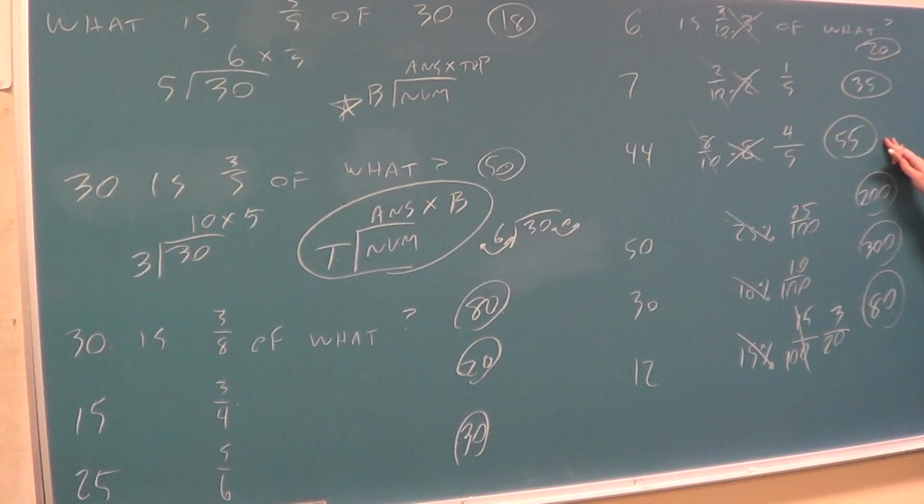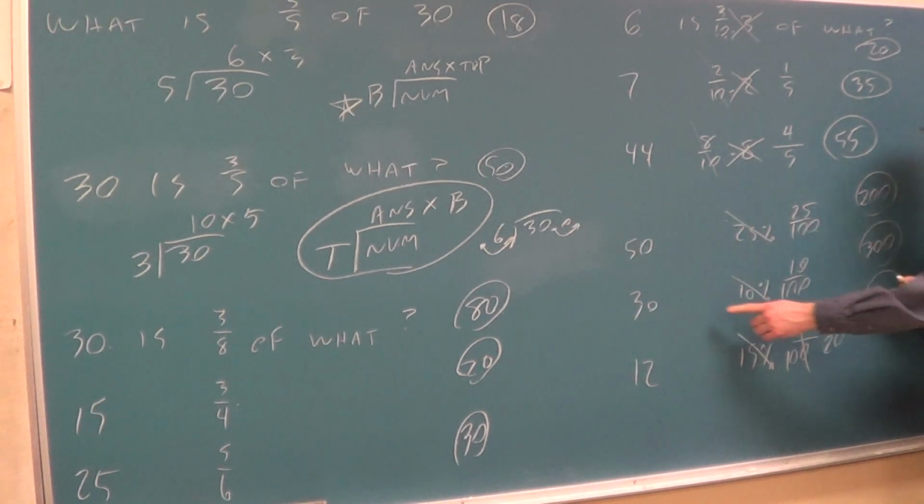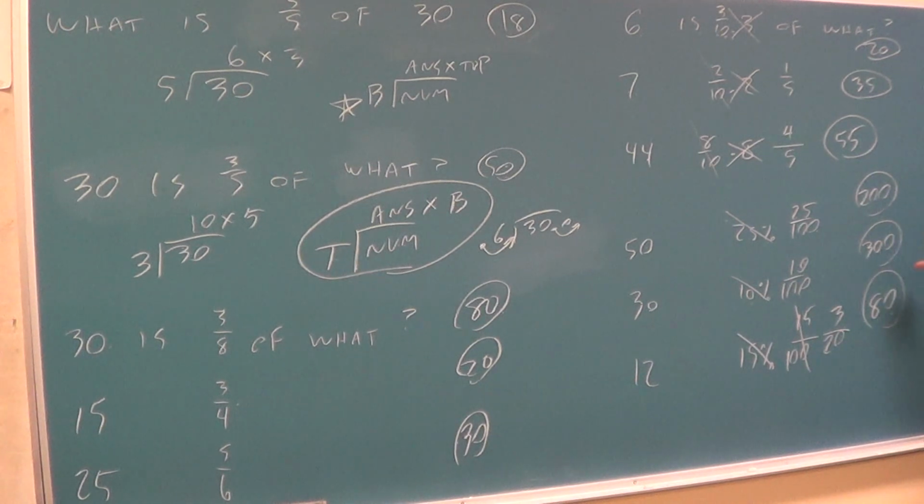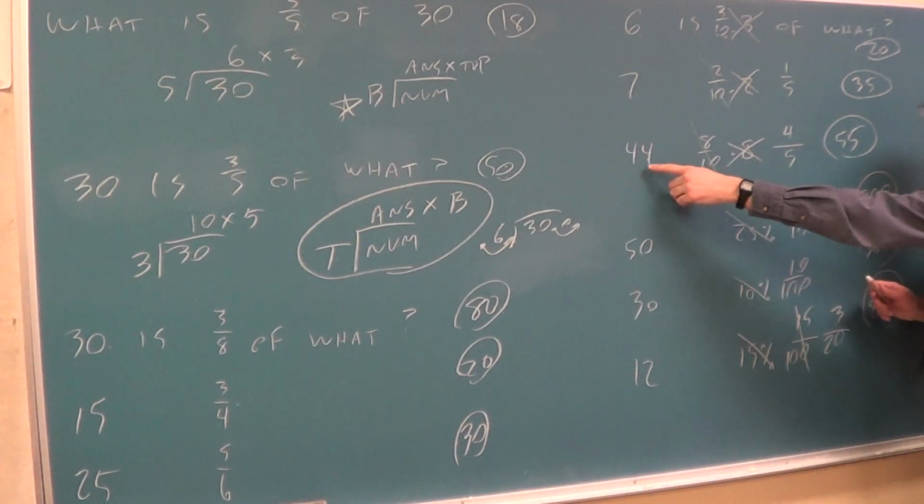bigger. The answers are going to get a little bit bigger as we go. If it's a small percentage, they're going to get a lot bigger. So 30 is just a little bit, 10%, that's got to get way big. But if it's like pretty high kind of fraction, it's only going to get a little bigger.